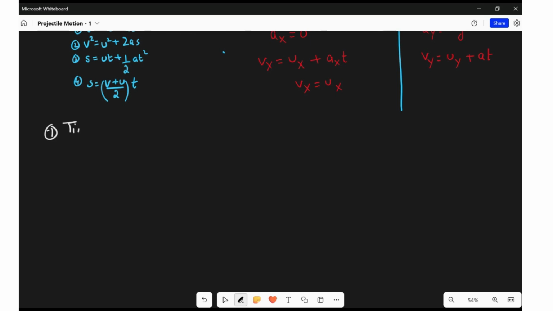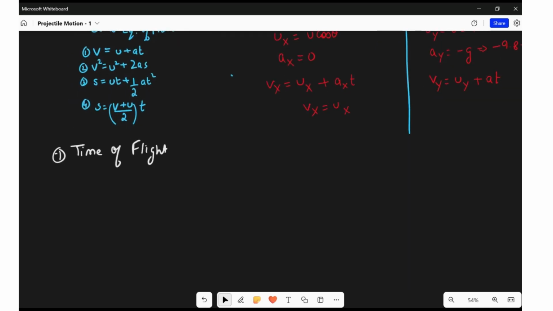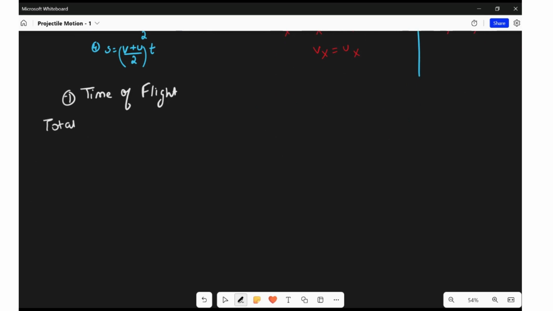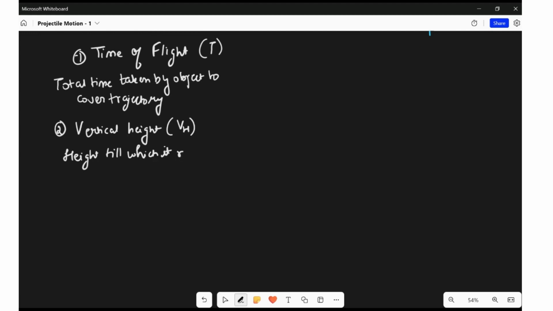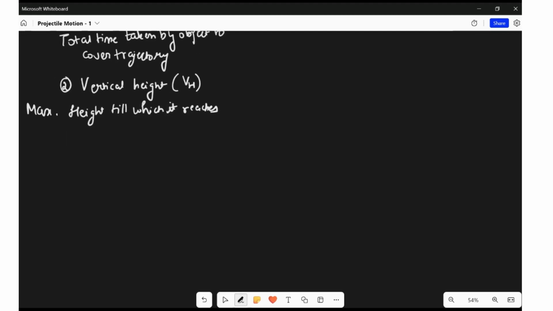So the first one is time of flight. Time of flight is nothing, just the time taken for the object to cover the entire trajectory, right? It's just the total time taken by the object to cover the trajectory. Next, what we need to find is vertical height. Let me write the notations for them so it becomes easy for us to write. T, vertical height, the maximum height till which it reaches. And the third one is range, which we discussed as a term. So horizontal displacement or distance.